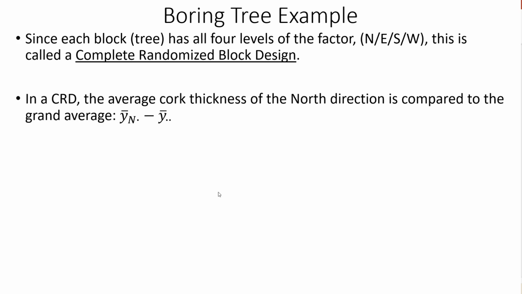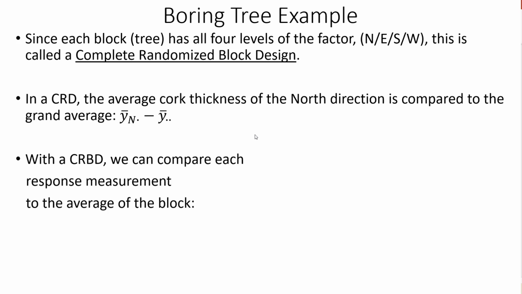And in a completely randomized design, the comparisons that we end up making was we'll just take the average bark thickness for all the north measurements and compare it to the average thickness of all of the measurements to see how much the mean of the treatment compares to the overall mean. When we're doing a complete randomized block design, we can do a little bit better. Instead of comparing the average north thickness to the overall average, we'll compare the individual north average to the average of the particular block, or in this case tree, that it came from.